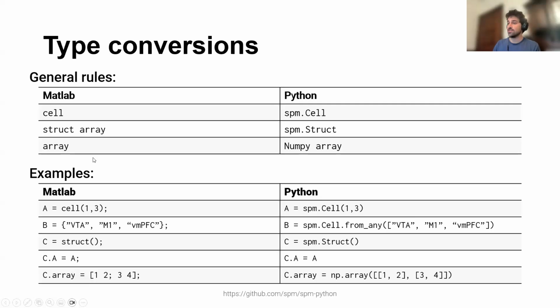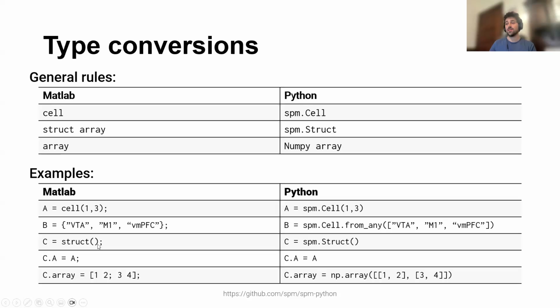So you can choose whichever you prefer. For instance, translation of MATLAB code into Python code gives something like this: A equals cell, to create a cell with 3 columns and 1 row, you just type spm.cell with 1 row, 3 columns. Then to create a cell from a list of, for instance, region names, you would use spm.cell.from_any. That will look at what you pass to this function, interpret it, and generate the cell for you.